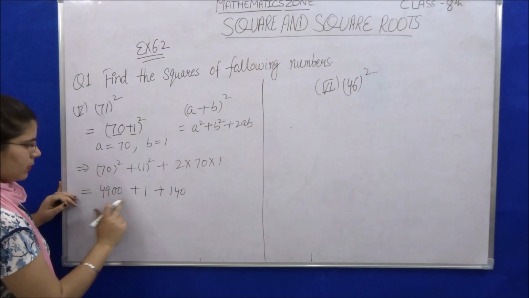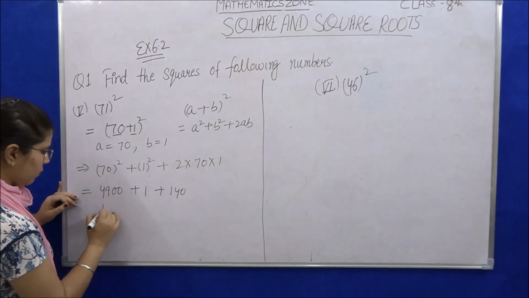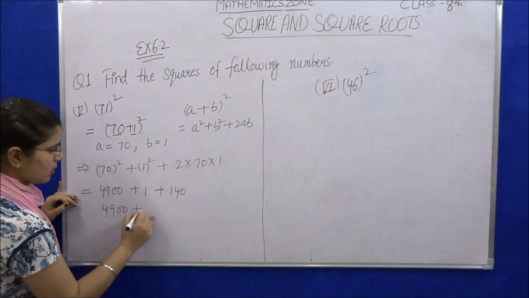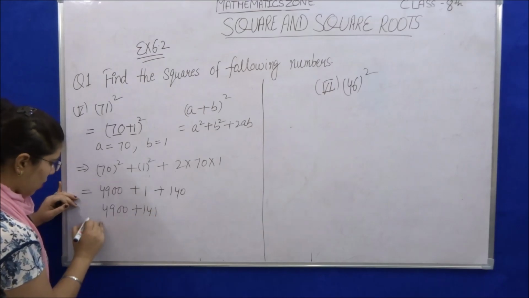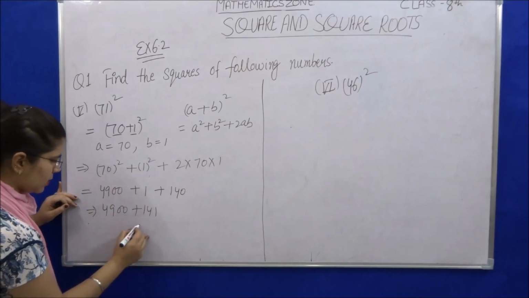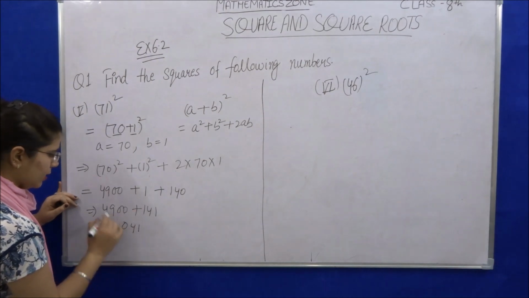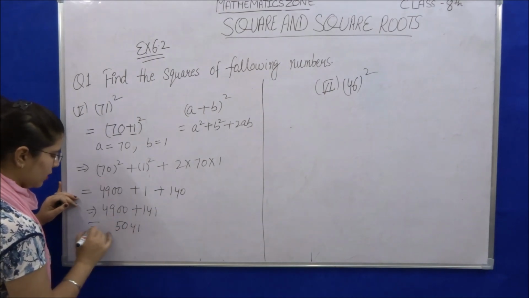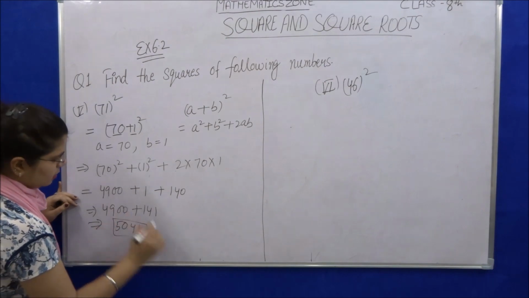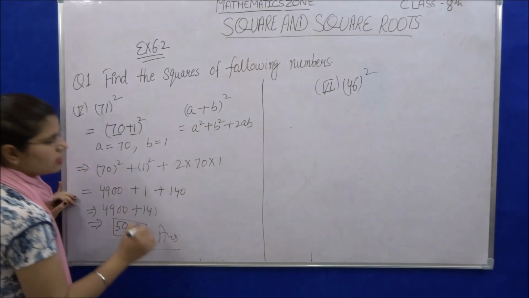Now here 141, 4900 plus 141. Now after adding 0 plus 1, 4 plus 0 will be 4, 9 plus 1, 10 with 1 carry. So 5041. So this is all about the answer.